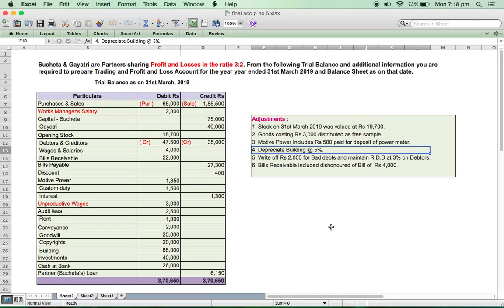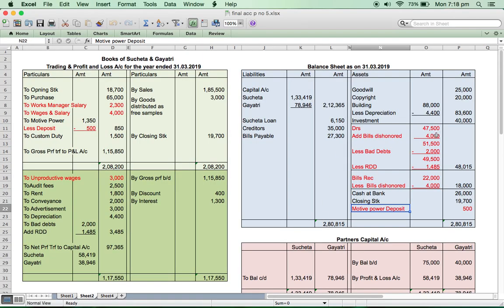Next adjustment is depreciate building at 5%. Two effects: less from building. So the building amount is written in the inner column because you have to reduce the depreciation from that. Less depreciation 5%, 5% of 88,000 is 4,400. We have reduced it from this amount and the net amount is written in the outer column. The depreciation which we have reduced from this amount will be shown on the P&L account debit side as depreciation amount in the outer column.